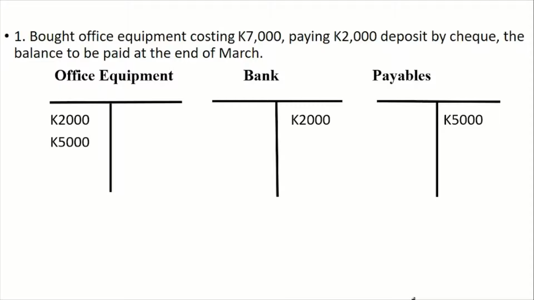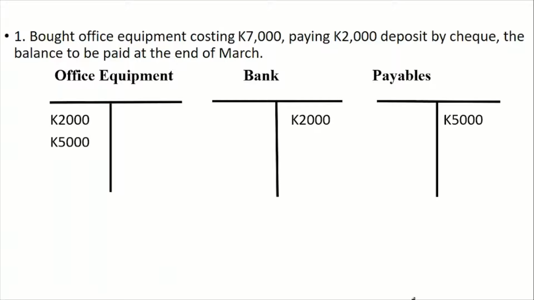Now remember, he is still owing that 5,000 kwacha. So there is also the payables account. Payables are the same as creditors. The people you owe money, the people Joe owes money. Remember, they sold him the office equipment at 7,000, but he only paid 2,000. So he is still owing them 5,000. This means that he has a liability which has increased by 5,000. And when you increase a liability, you are going to make a credit entry.